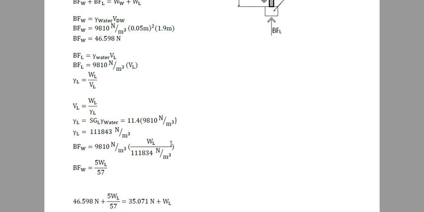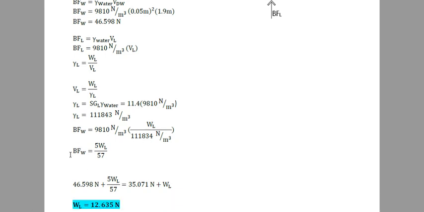Now, nagkamali ako sa notation ko dito. This should be BFL. Yep. Please take note, nagkamali ako dito sa pag-sulat. Hindi siya BFW, this should be BFL. Ito, since we are expanding yung BFL dito. Okay? So, 9810 newtons per cubic meter times, ito na, weight ng lead over yung gamma ng lead. So, BFL na dapat ito, sorry, I'm really sorry, is equal to 5WL over 57.